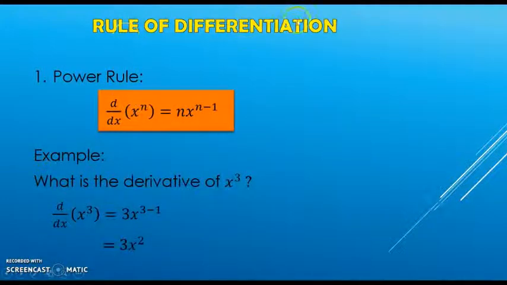There are rules of differentiation. First, the power rule. The formula of the power rule: the derivative of x power of n equals n times x power of n minus 1. Let's see the example. What is the derivative of x power of 3? The derivative of x power of 3 equals 3 times x power of 3 minus 1. The answer is 3 times x power of 2.